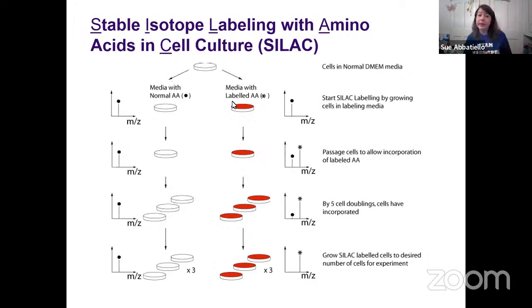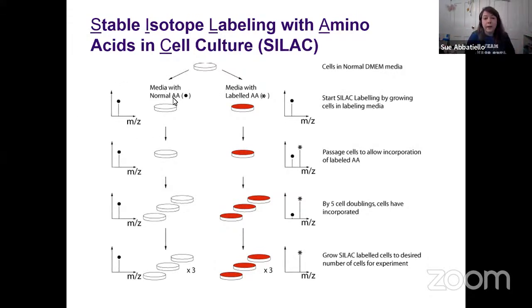you feed them heavy media. So you give them heavy or labeled amino acids in cell culture, and they begin to incorporate those amino acids in their protein sequence. Usually it is lysine or arginine that are incorporated in the media, and then those heavy amino acids are now included in the protein sequence. And when they're digested, they are also in the peptide sequence.